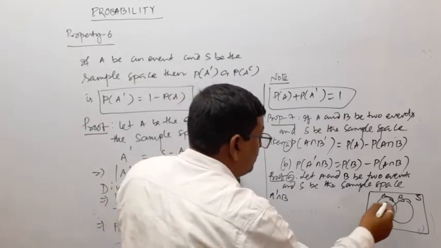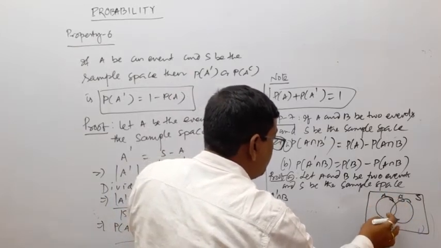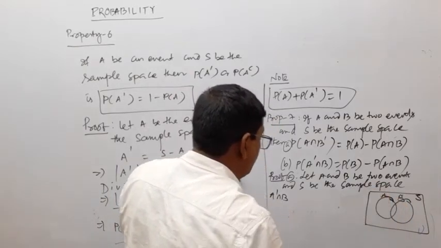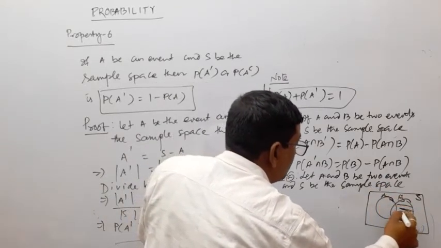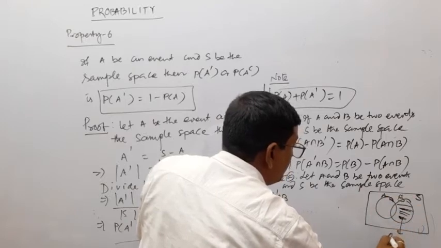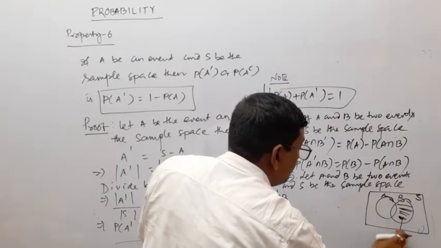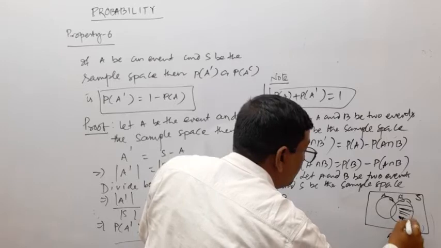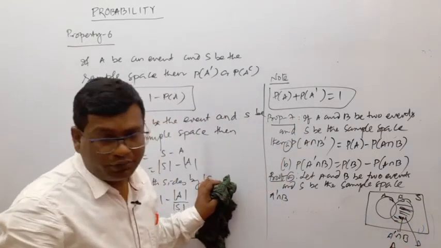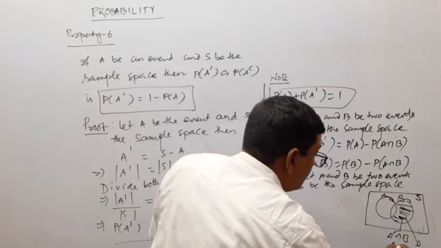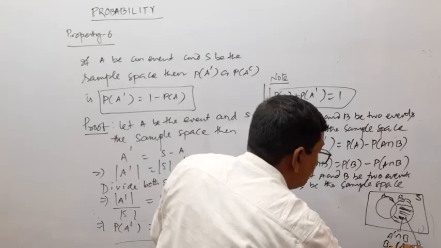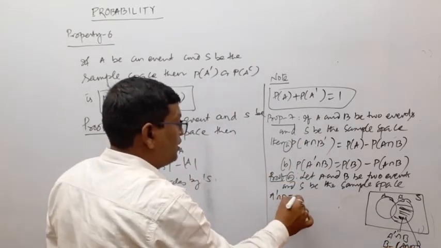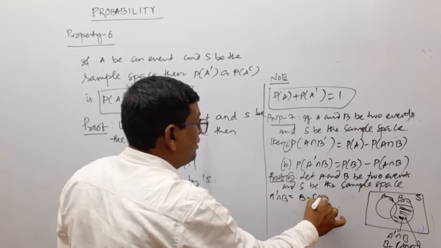A dash means the complete set outside of set A, and intersection B. So this is the portion A dash intersection B, and this portion is also written as B difference A intersection B. So this can be written as B difference A intersection B.